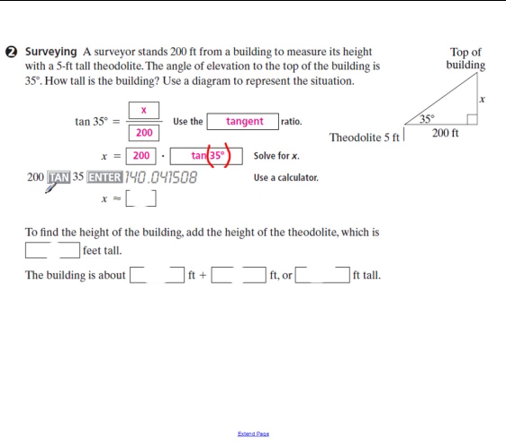Punch that into our calculator. If you punch it in this way, it should take care of it for you. It'll do the tangent, then multiply by 200, and we get an answer of 140 point so on. So we can round that to 140.